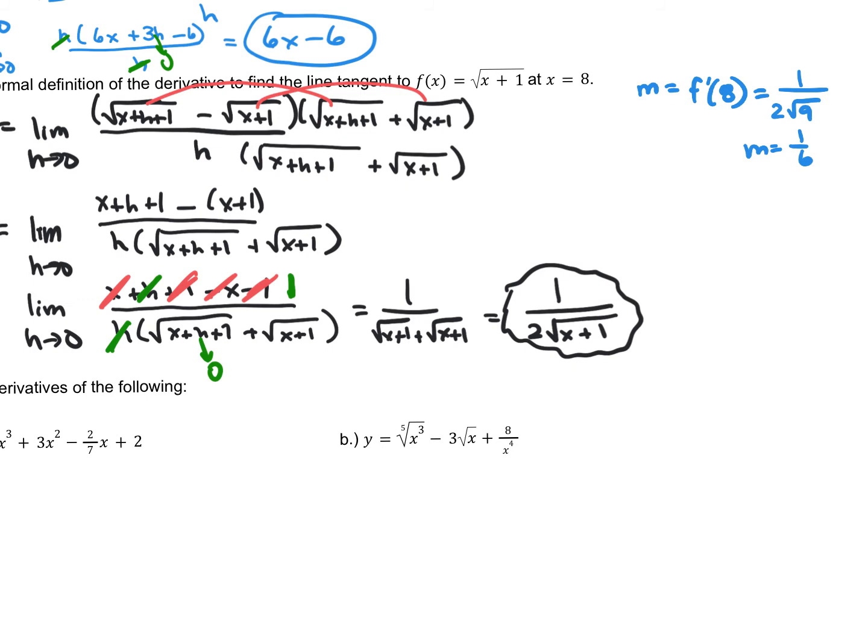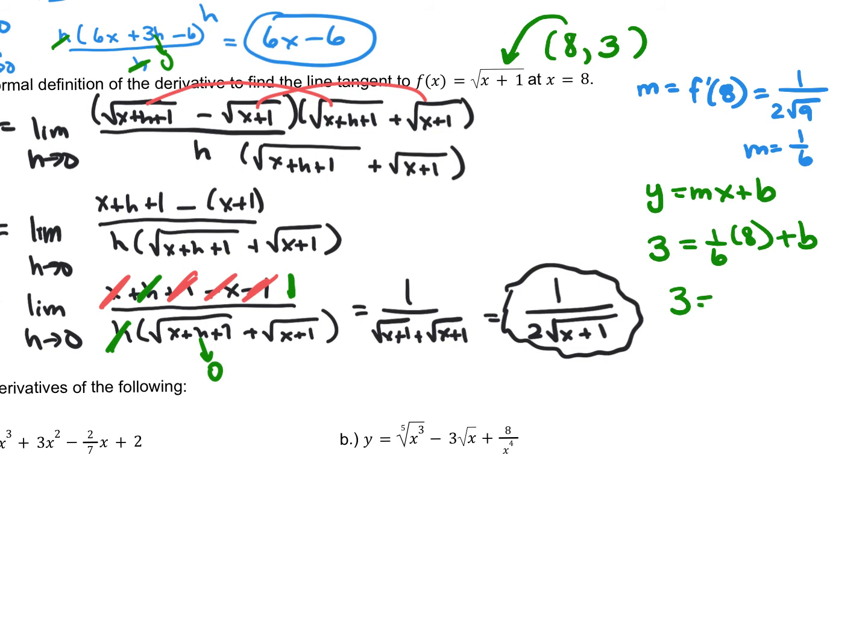So now I have to find my y-intercept, and to do that, I need my x and my y from my original. So I know the x is 8, but I didn't know the y. So I'm going to plug that into the original, and I'll get the square root of 8 plus 1, which is the square root of 9, which is just 3. Now that's really important, because to get my b, I need to do my y equals mx plus b. So y being 3, m being 1/6, and x being 8, I can solve for b.